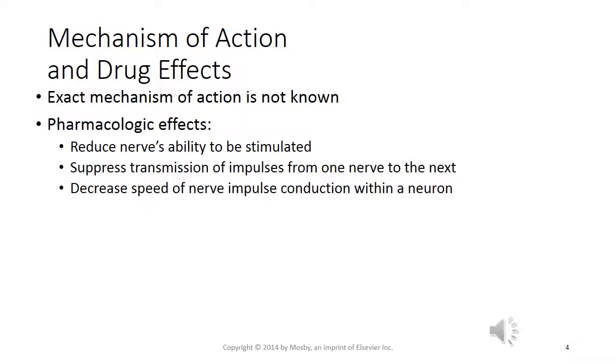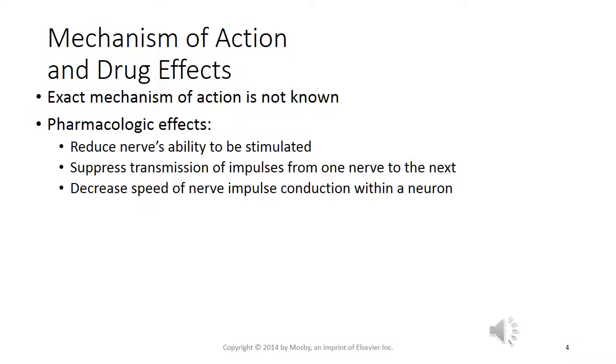The major pharmacologic effects of anti-epileptics are threefold. First, they increase the threshold of activity in the brain called the motor cortex. In other words, they make it more difficult for a nerve to be excited or they reduce the nerve's response to incoming electrical or chemical stimulation.